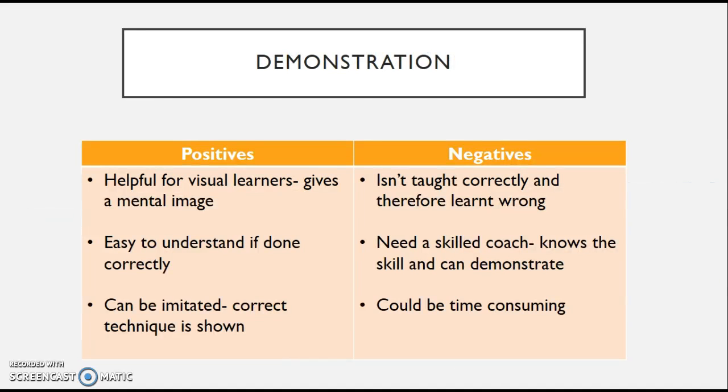So here on the slide we have the positives and negatives. A positive is that it's helpful for visual learners and it leaves a mental image in the minds of the participants. This also links to the social learning theory, which states that we learn best through watching other people. So it is also easy to learn if taught correctly. Therefore, participants can learn the skill quickly and apply it to the game situation.